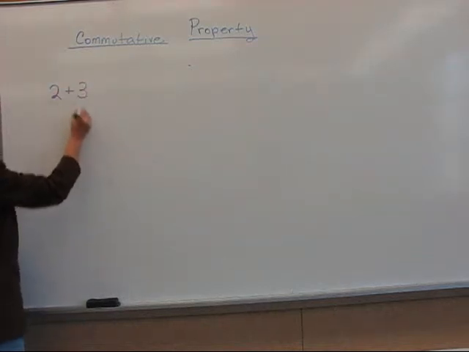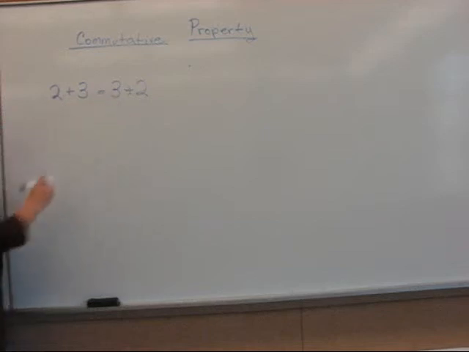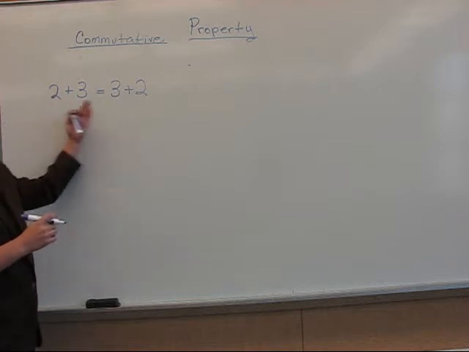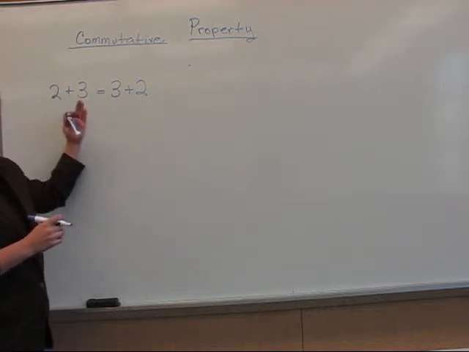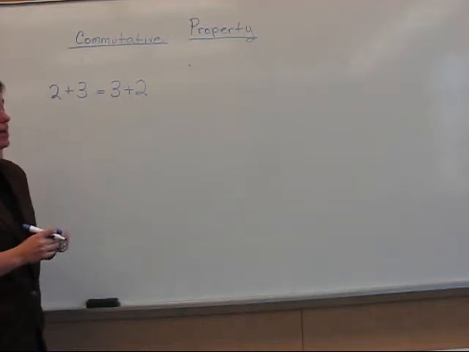In addition, 2 plus 3 is equal to 3 plus 2. These are both equal to 5. That is an example of the commutative property of addition. It doesn't matter what order you add in, if the 2 comes first and the 3 second, or the 3 first and the 2 second. You get the same result.